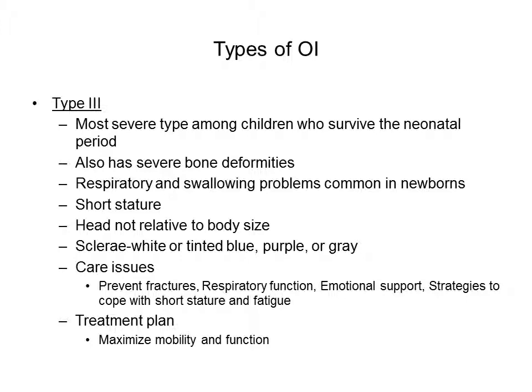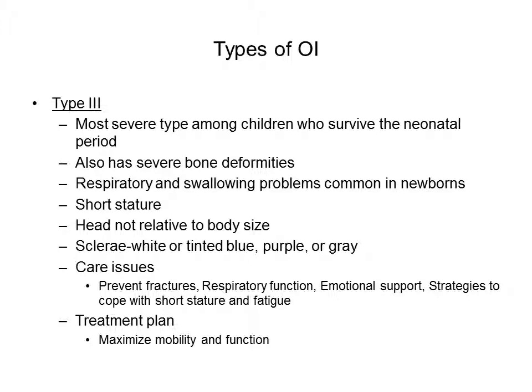Type 3 is the most severe type of children who survive the neonatal period. They're going to have severe bone deformities. Respiratory and swallowing problems are common. They're going to be really, really short. And their head size is not going to be relative to their body size. The sclera in their eye are going to be white with a tint of blue, purple, or gray.